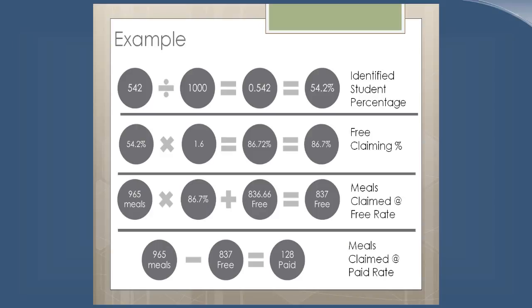during an administrative review. As you can see in this example, you're able to start with calculating and verifying the identified student percentage, and then using that ISP to calculate the free claiming percentage, and then applying that free claiming percentage to identify which meals should be claimed at the free rate and which meals should be claimed at the paid rate. Again, this math should be demonstrated clearly enough through their forms or through the process used by the SFA for you to follow this chain of logic.